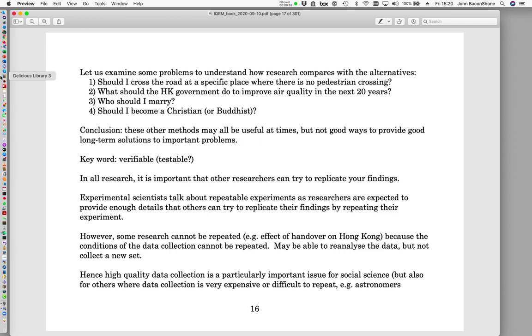I think most of us would agree this is an important problem. It affects the health of everybody living in Hong Kong. And for some people, it could be even a matter of life and death. If you're somebody who is an asthmatic, for example, this could really be very serious for you. Okay, so it's an important problem.